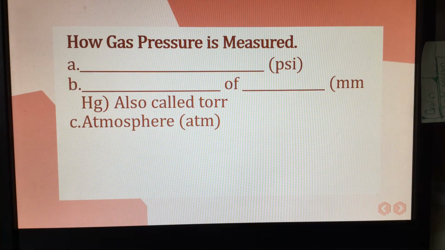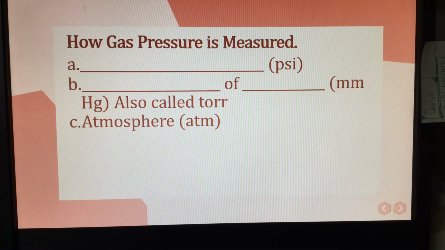So picture a column of mercury that's about 800 or 900 millimeters high, and as the pressure pushes down on an open container and pushes mercury up inside this glass column, you measure that height of the glass column as millimeters of mercury. Torr is just another name for millimeters of mercury.